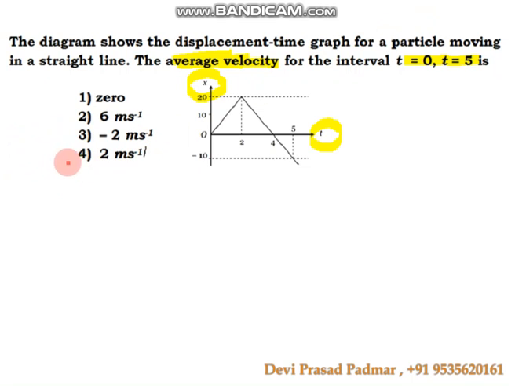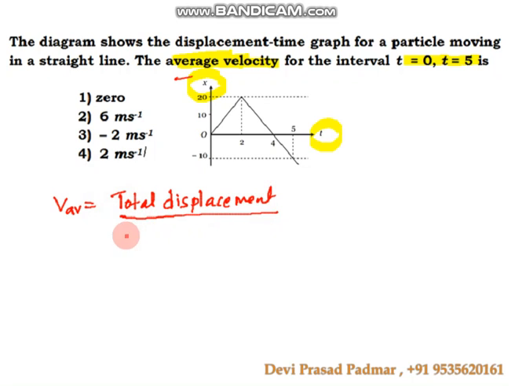So, dear students, you know the general expression for average velocity. V average is equal to total displacement divided by total time taken. This is the general expression we have for average velocity. Now, from this graph, how to get the value of total displacement?